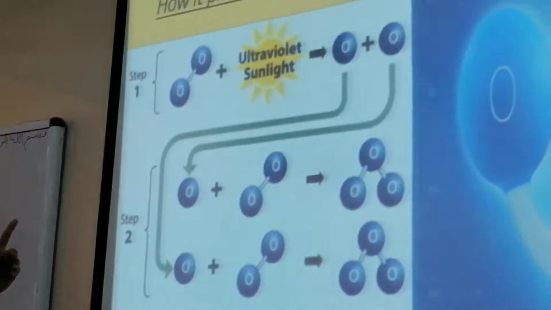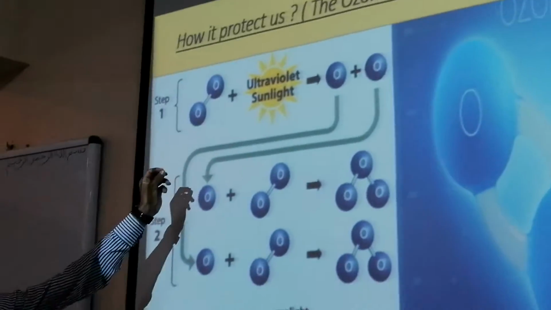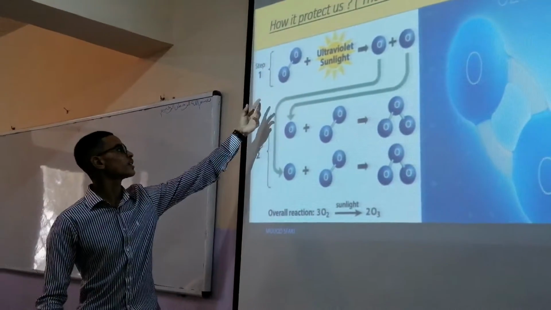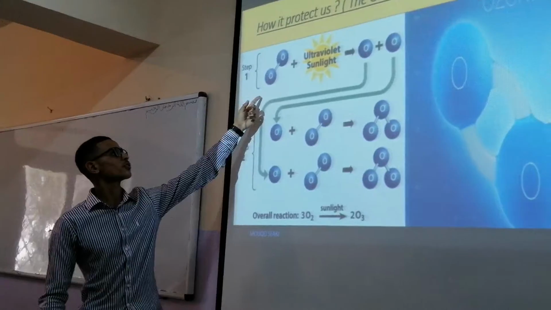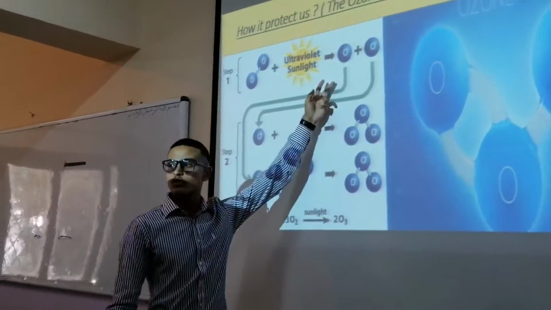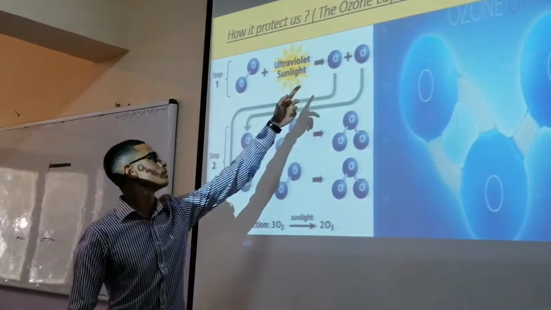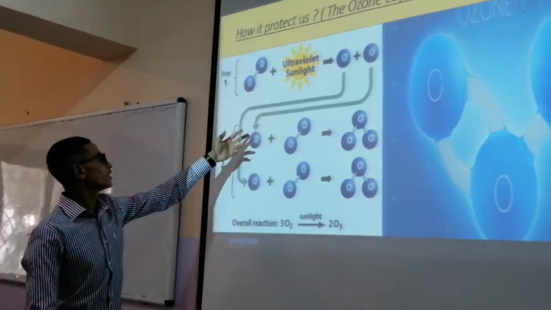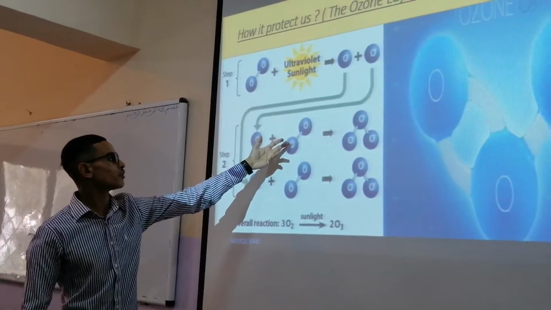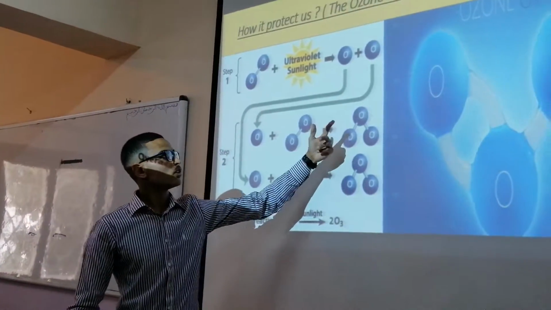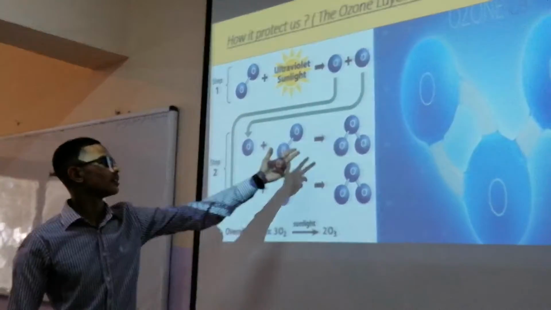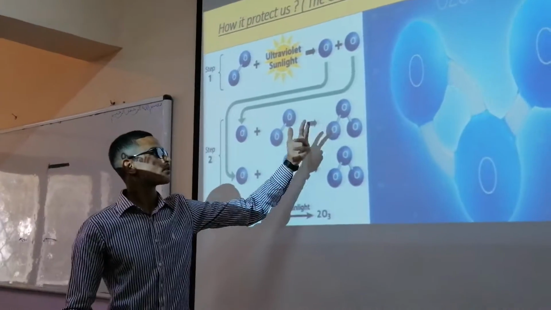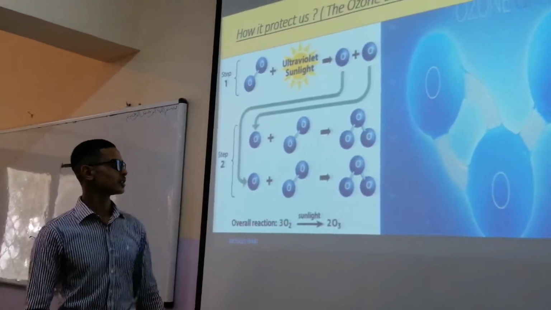So, the first step, we have a reaction. The ultraviolet sunlight reacts with 1 molecule of oxygen, which gives us 2 independent atoms of oxygen. And each one of these 2 atoms of oxygen reacts again with another molecule of oxygen, which gives us the ozone gas, the formation of 3 atoms of oxygen.